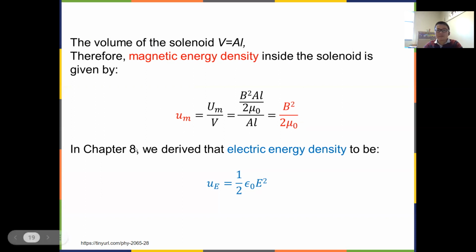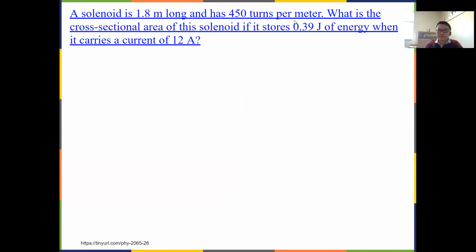And in electricity, when we talk about the electric field, it also stores energy in the capacitor. We concluded that the energy density stored in the electric field is 1/2 epsilon naught E squared. So in both cases, the energy density is proportional to the field squared, with a constant factor. In the magnetic case, the constant is 1 over 2 mu naught. In the electric case, it is 1/2 epsilon naught. So they are both proportional to the field squared.